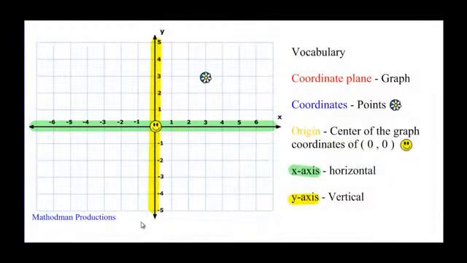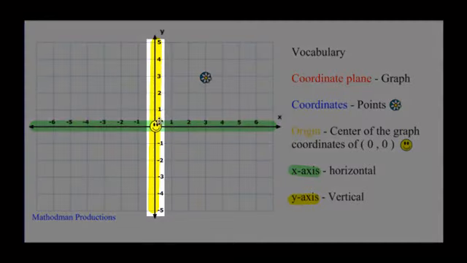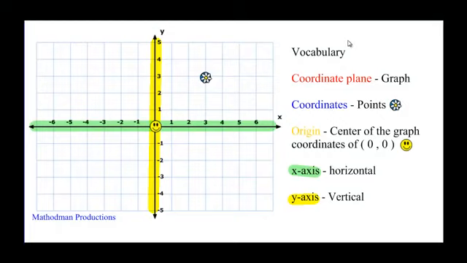Y-axis, up and down, vertical. All the numbers above the origin on the y-axis are positive. Everything below the origin is negative. If you want, please pause the video and maybe study the vocabulary words. These are very important. And take a look at the graph so you know what's what.